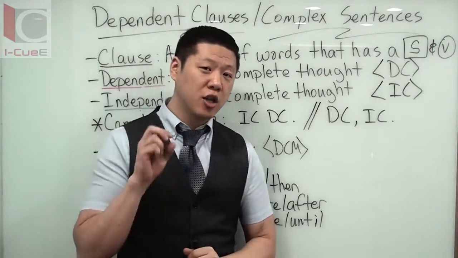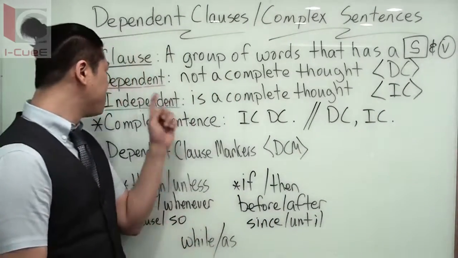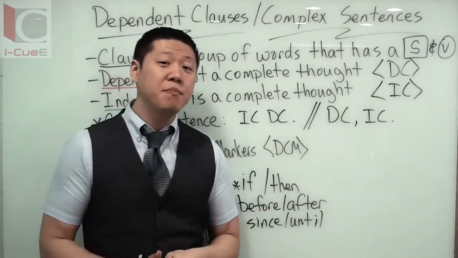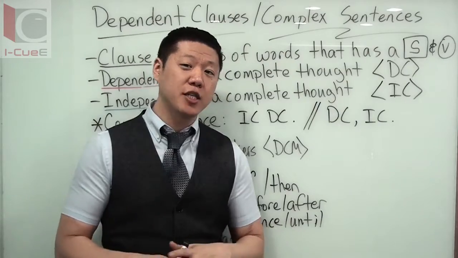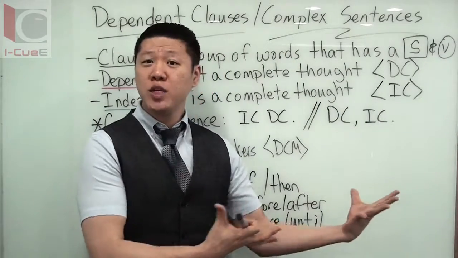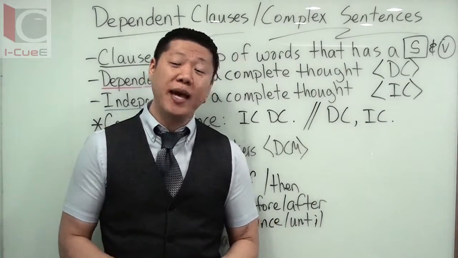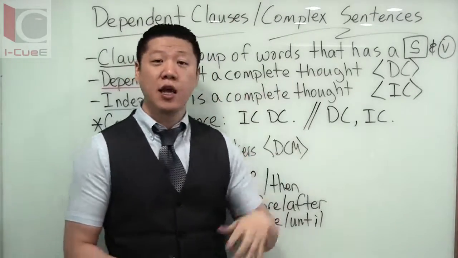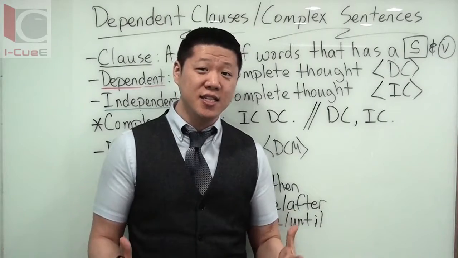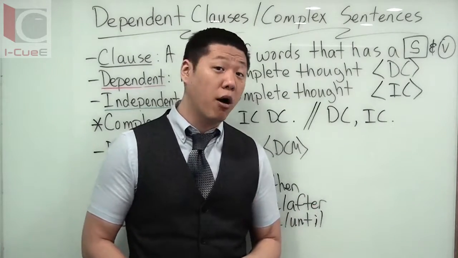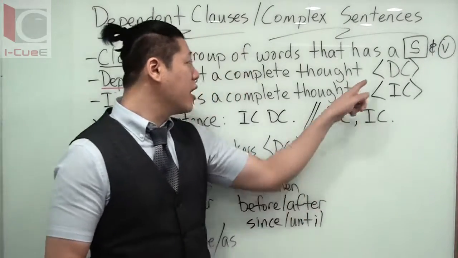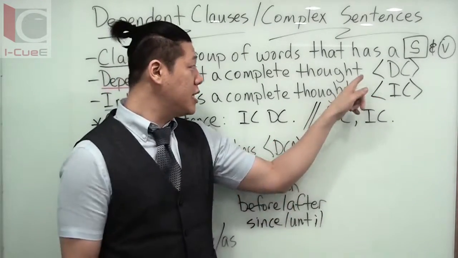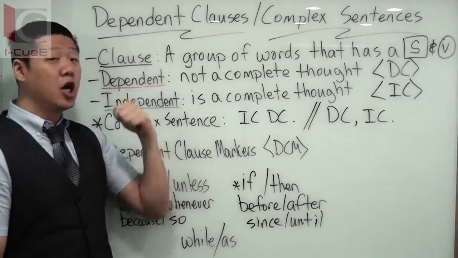But we are going to learn two different kinds of clauses today. The dependent clause. What does dependent mean? Dependent means that you cannot stand by yourself, you cannot stand alone, you need some help. And that is what a dependent clause is. It is not a complete thought, so it is not a sentence. It needs some help to be part of a sentence. We're going to call those DCs in the future. So if you hear me say DC, DC just means a dependent clause.